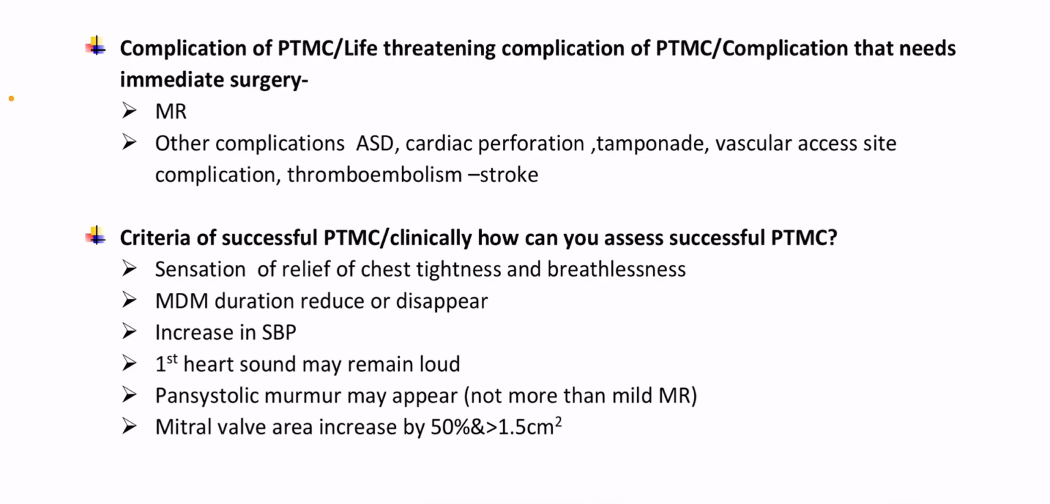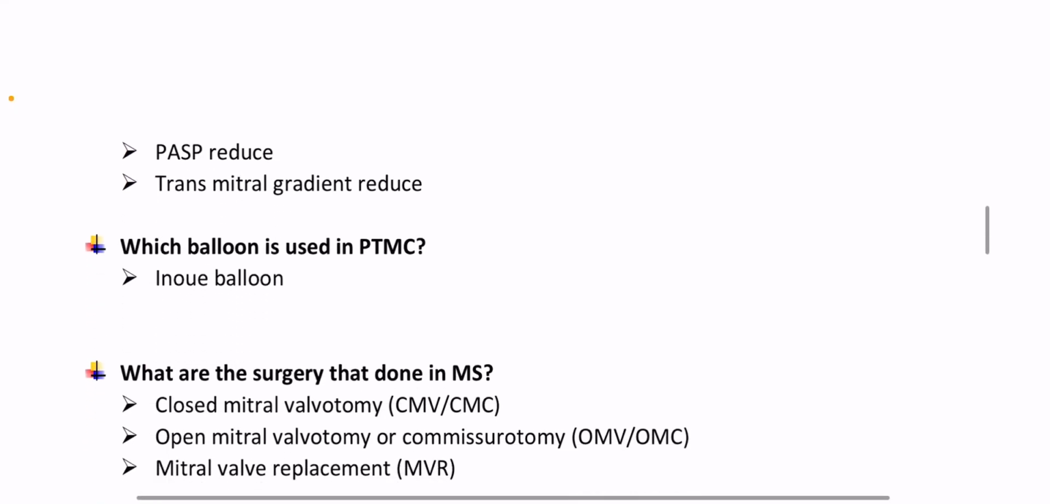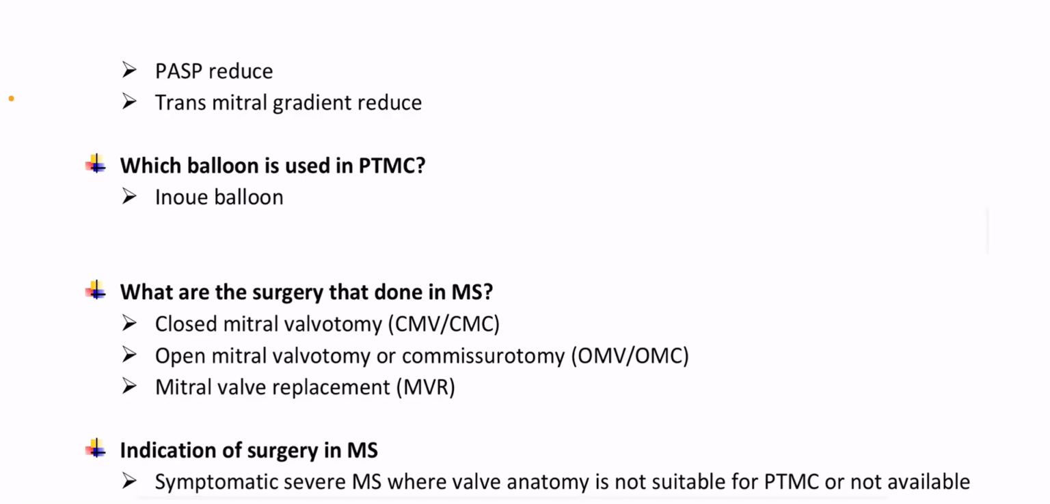Criteria of successful PTMC. Clinically, how can you assess successful PTMC? Sensation of relief of chest tightness and breathlessness, mid-diastolic murmur duration reduced or disappeared, increase in systolic blood pressure. First heart sound may remain loud, pansystolic murmur may appear, not more than mild MR. Mitral valve area increased by 50% and is more than 1.5 centimeter square. Pulmonary artery systolic pressure reduced, transmitral gradient reduced.